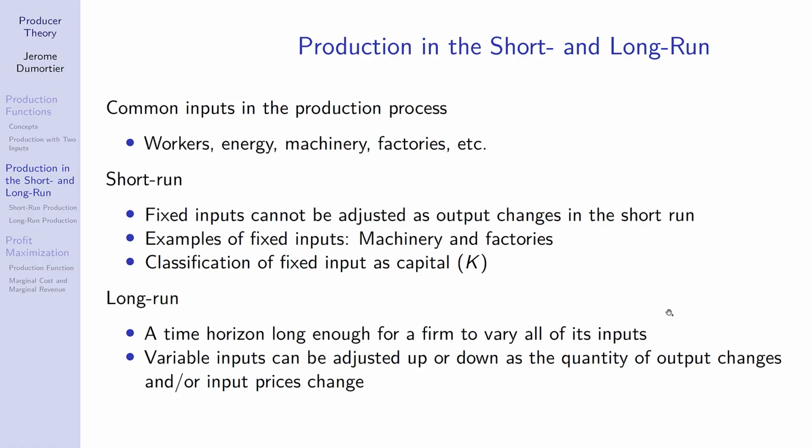These fixed inputs, such as factories and machinery, are typically classified as capital. Variable inputs, such as workers, are labeled labor. In the long run, all inputs are variable. Firms have full flexibility to adjust both capital and labor.